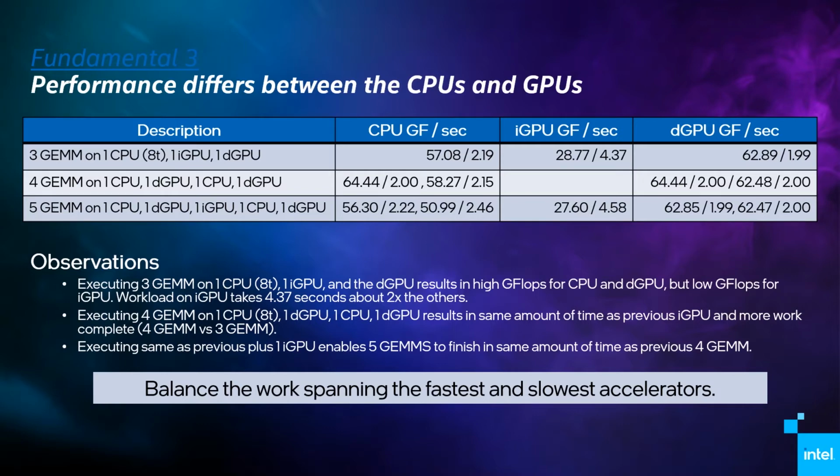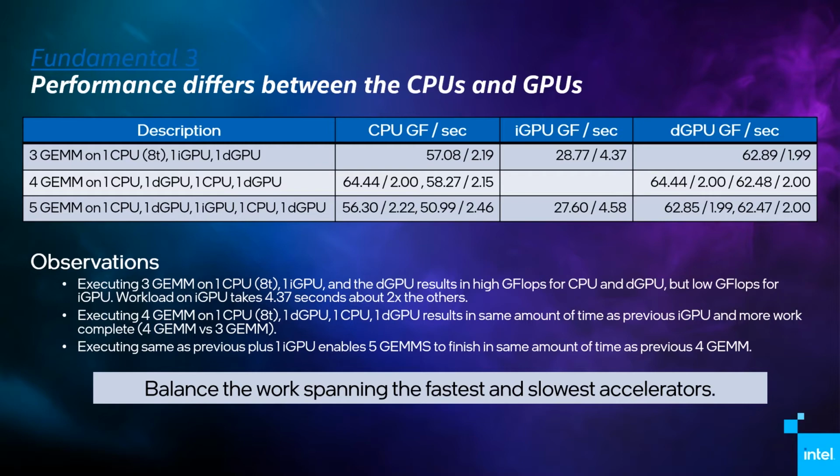What you observe here is that the integrated GPU is the slowest of the bunch, and it takes about 4.37 seconds to complete. And so what this says is that the CPU and the discrete GPU are basically waiting for the integrated GPU. And so the scenario here is, consider the 3 gems as part of an entire workload that needs to complete. And so when you split it, you're actually waiting on the slowest of the bunch, which can be problematic.